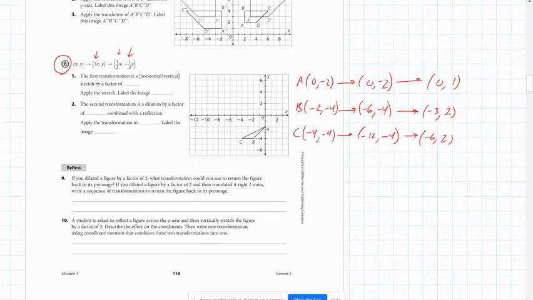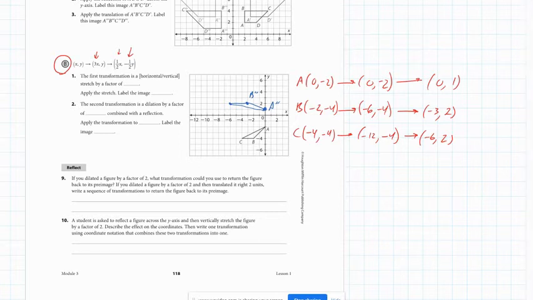And so we see our transformation ends up at point A, so A double prime would be at 0, 1. And then B double prime is at -3, 2. And C double prime is at -6, 2. And so our image is here now.